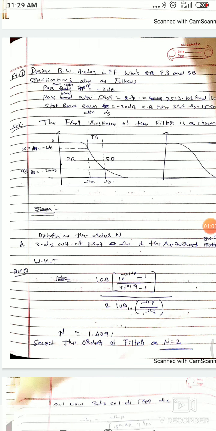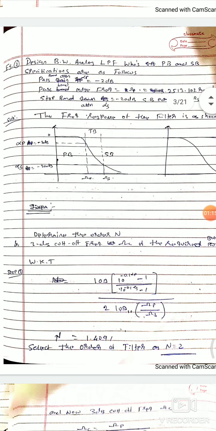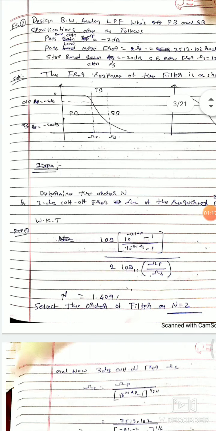So they are asked to design a Butterworth analog LPF, analog low pass filter. The specifications are given, and the frequency response is shown in the figure. Alpha p is given, that is minus 2 dB. Alpha s is given as minus 20 dB. Passband edge frequency omega p is given. Omega s is given.